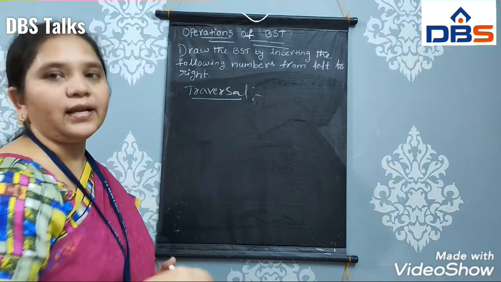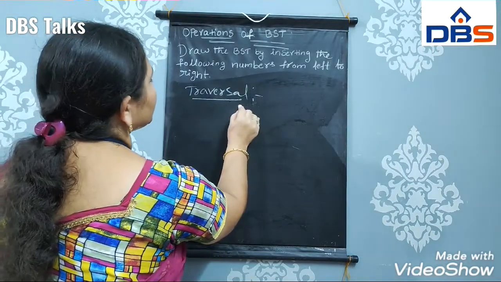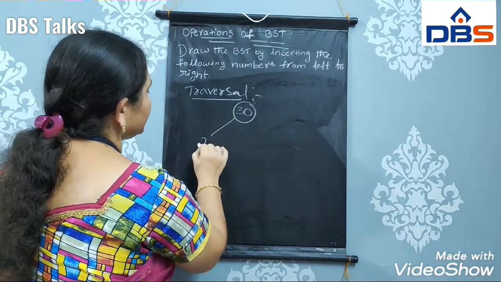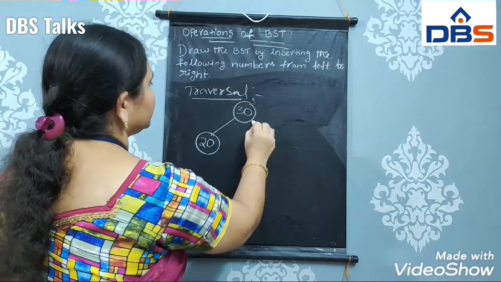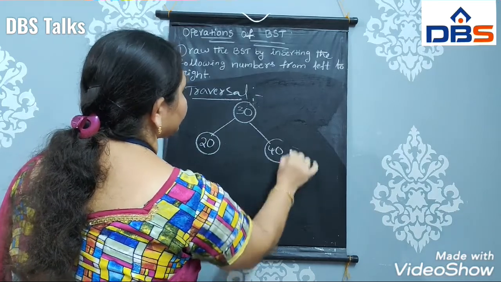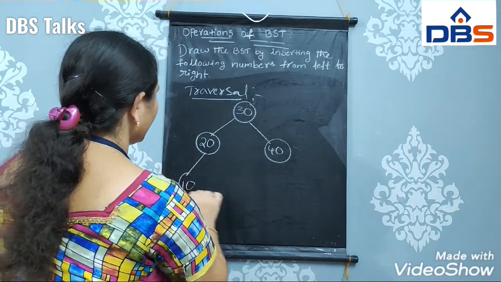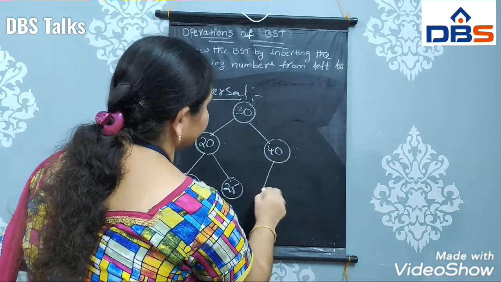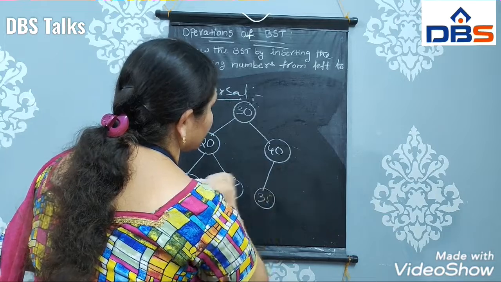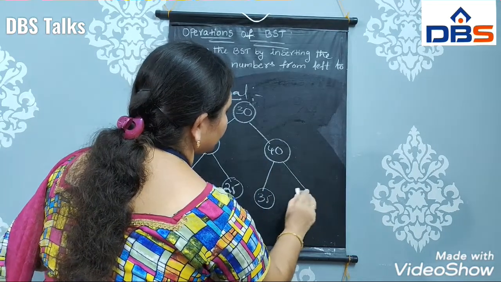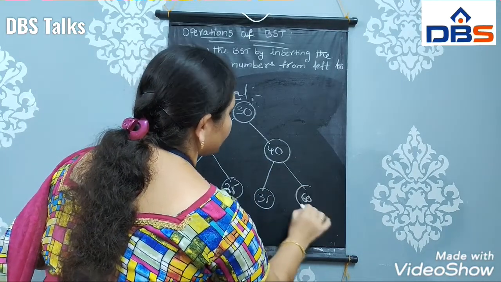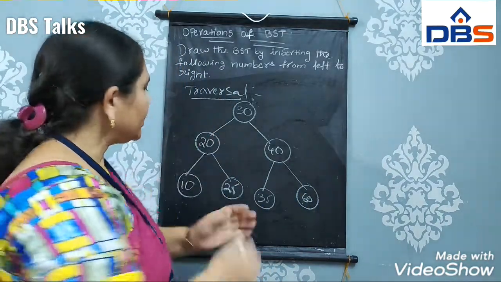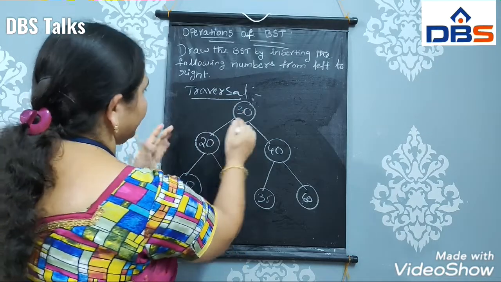So now we are taking a small example. The root node is 30. This is 40. This is 10. This is 25. This is 35. And this is 60. For example, we will start with a small example. So this is a BST. So the left subtree, this is the left subtree.